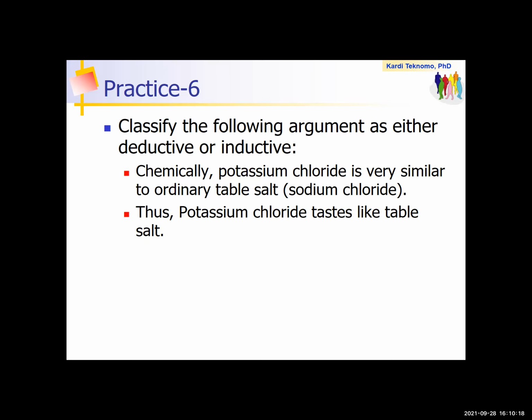Inductive, okay. Why is it inductive? Because probability is not 100%. It's not the probability here, it's the relevance. There is no relevance between the chemical compound and the taste, right? It's about the relevance between the premise and the conclusion.